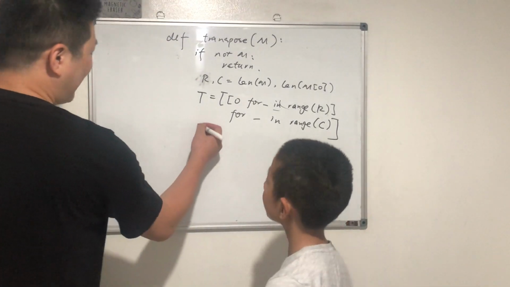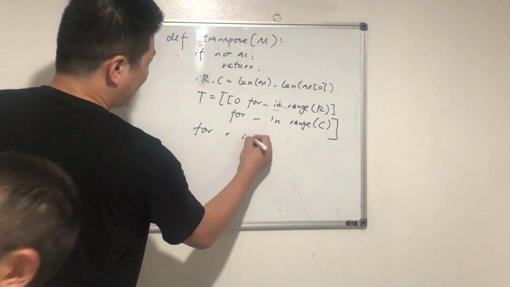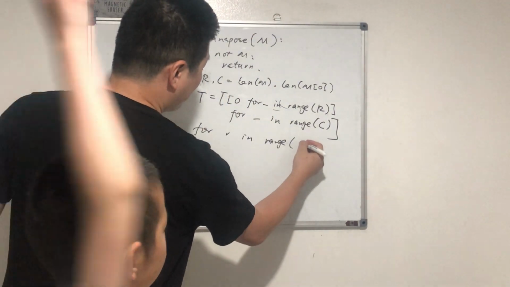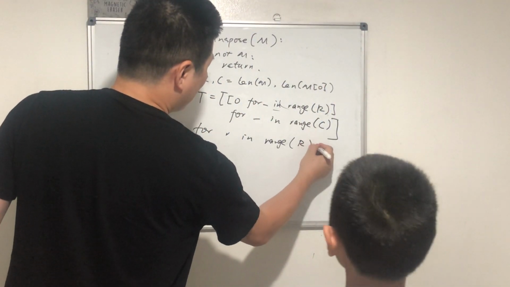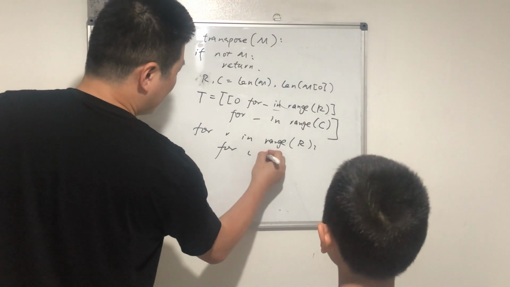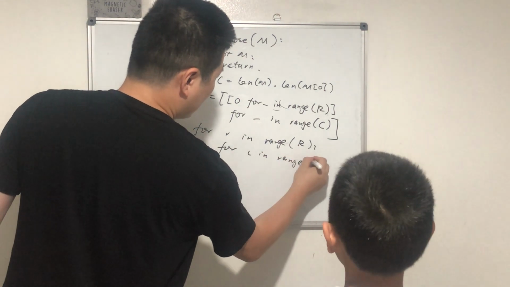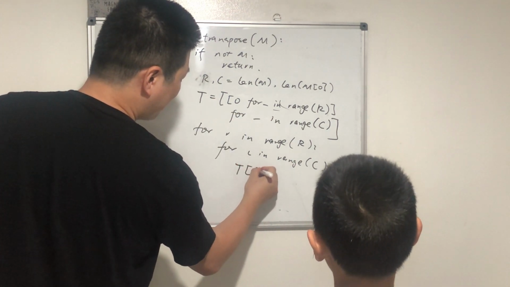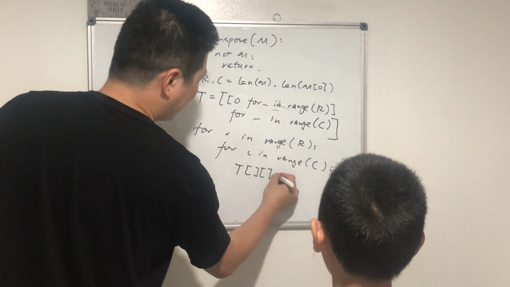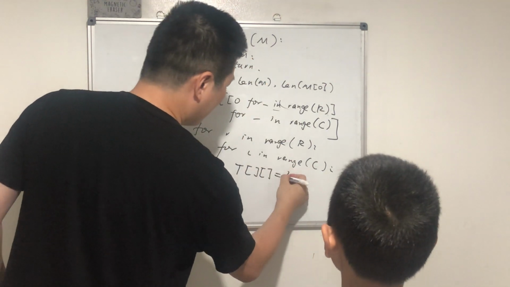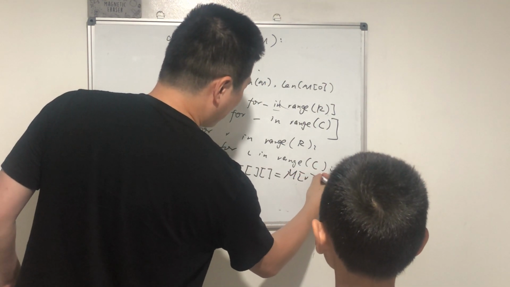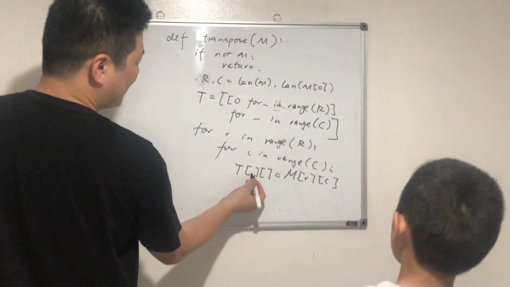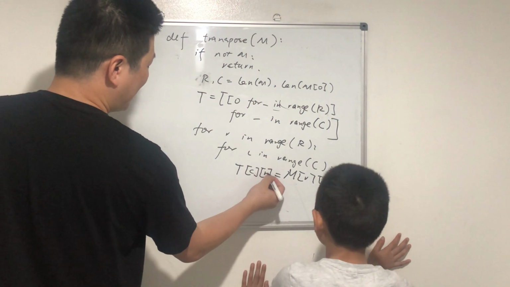Okay, so now I can do this: for R in range R, for C in range C. Look, the original, this T, can you tell me what I put here? The index equals... the original is M, right? M, R, C. So what should I put here? C, R. Yeah, well done.